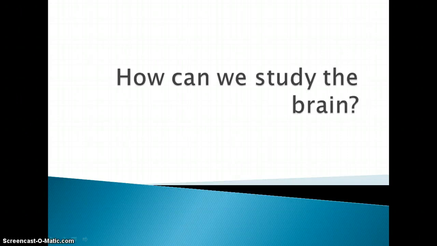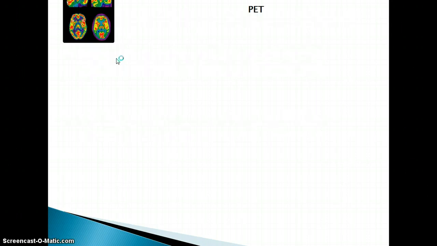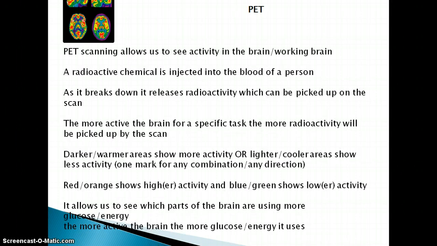So a video covering the part of the syllabus on brain scans and the key study of Raine. So remember, we've got various methods of scanning the brain: positron emission tomography, PET scans, which study the activity of the brain, and magnetic resonance imaging, which studies the structure of the brain. So remember, a PET scan allows us to see the activity of the brain.